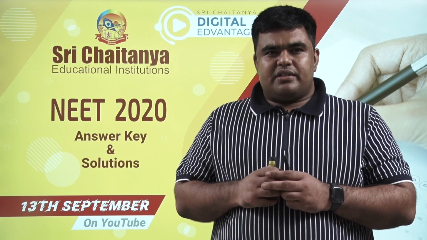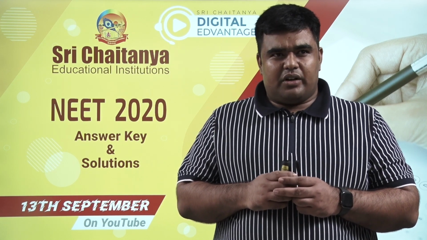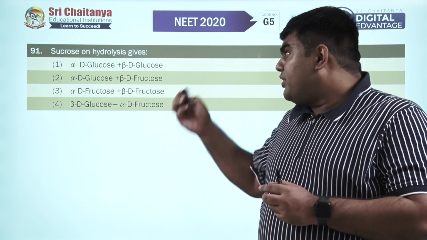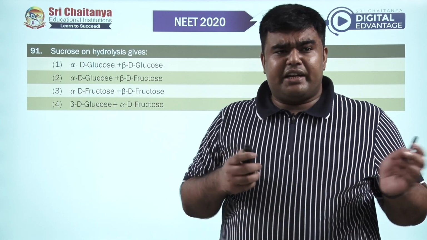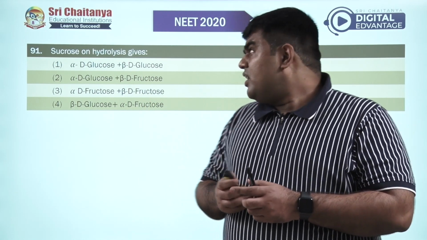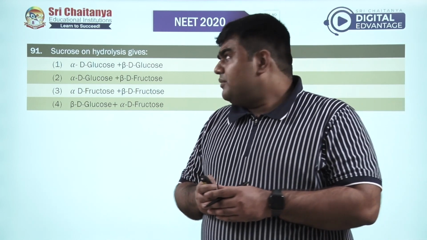Today we are going to discuss NEET 2020 Chemistry for code G5. If you are solving some other codes, you can go directly to srichaitanya.net and you can find solutions for the rest of the codes. So let's discuss question number 91.